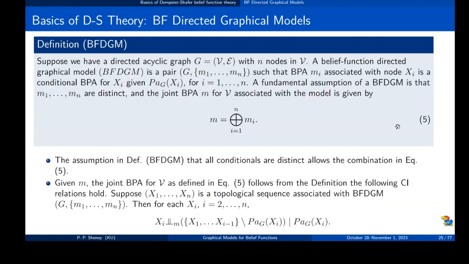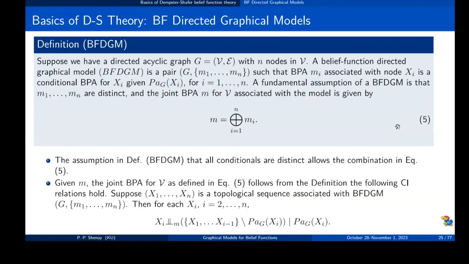So the assumption that these are distinct allows the combination in this file. This is only allowed if they are all distinct. This is why I want to impose a condition of independence there. So I give you a definition of independence.